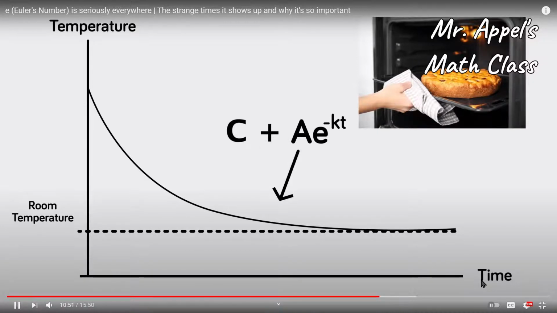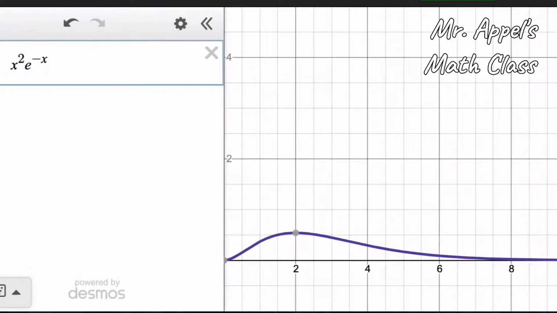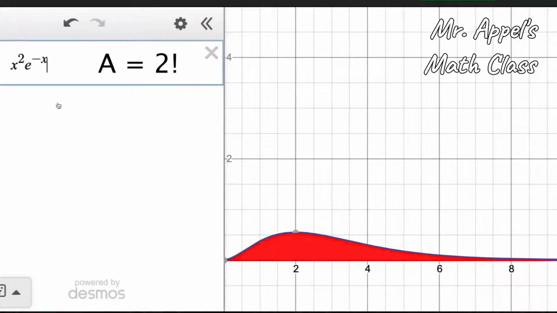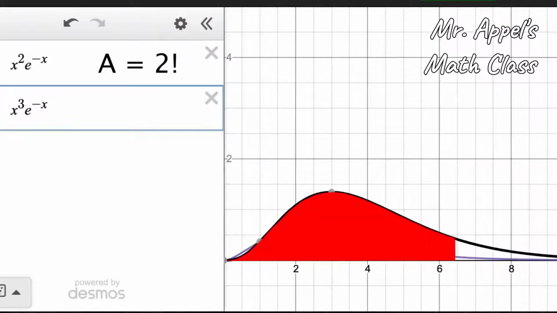All right, now time for the weirdest part of this video. Here we can see the graph of x squared times e to the minus x. The area under it from 0 to infinity is exactly 2, which can also be written as 2 factorial. Now we'll graph x to the third times e to the minus x. The area under this from 0 to infinity is 6, aka 3 factorial.